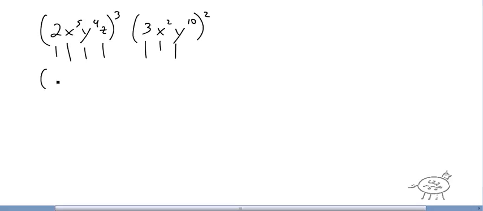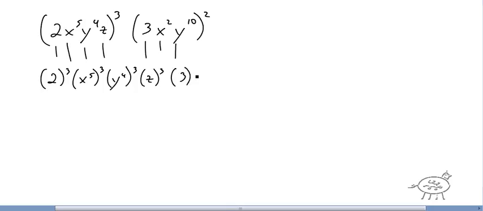So you're going to say, okay, 2 to the 3rd power, x to the 5th to the 3rd power, y to the 4th to the 3rd power, z to the 3rd power, sorry, 3 to the 2nd power, x squared to the 2nd power, and y to the 10th to the 2nd power. Okay, so 1, 2, 3, 4, 5, 6, 7. 7 sets of parentheses. Let's multiply it all, or raise everything to the power.